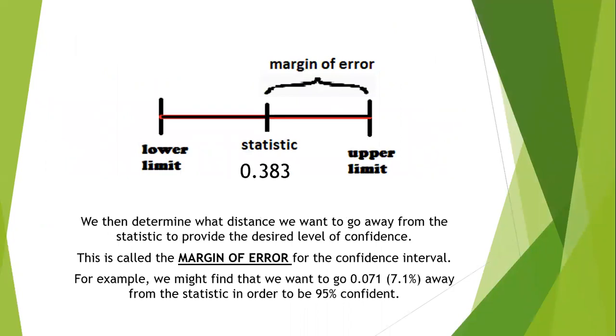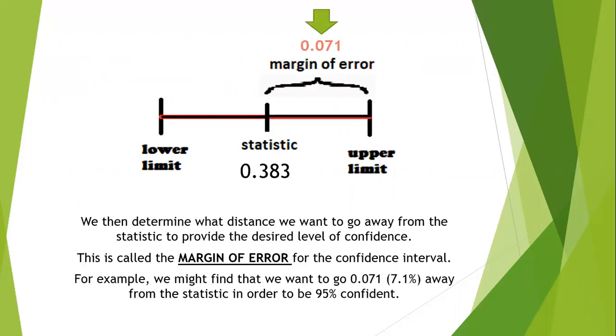Then, we're going to need to determine what distance we want to go away from that statistic to provide a desired level of confidence. That is known as the margin of error for the confidence interval. For example, we might decide that we want to be 95% confident with our interval. And we may decide that in order to be 95% confident, we need to go a distance of 0.071, or 7.1% away from our statistic in order to achieve that level of confidence.